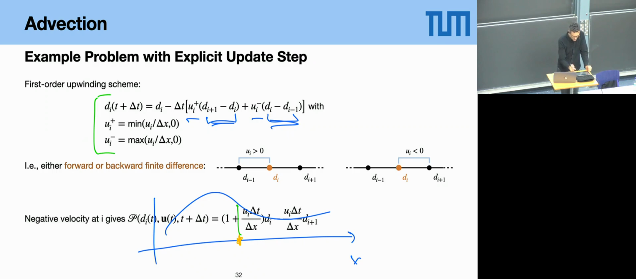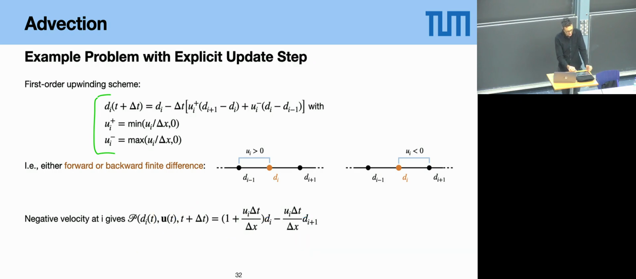I have to quickly remove the drawings. If you now plug this into our solver, so we compute what p does, assuming a negative velocity, well, for negative velocity we are in the u plus case. Then we have the expression up here.